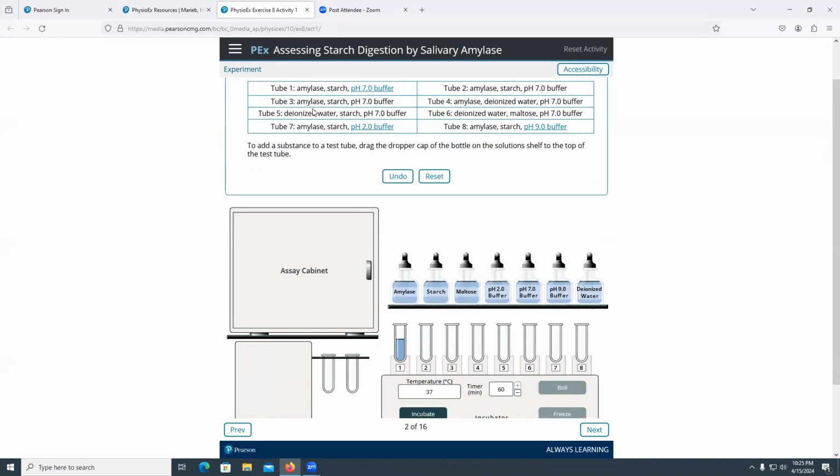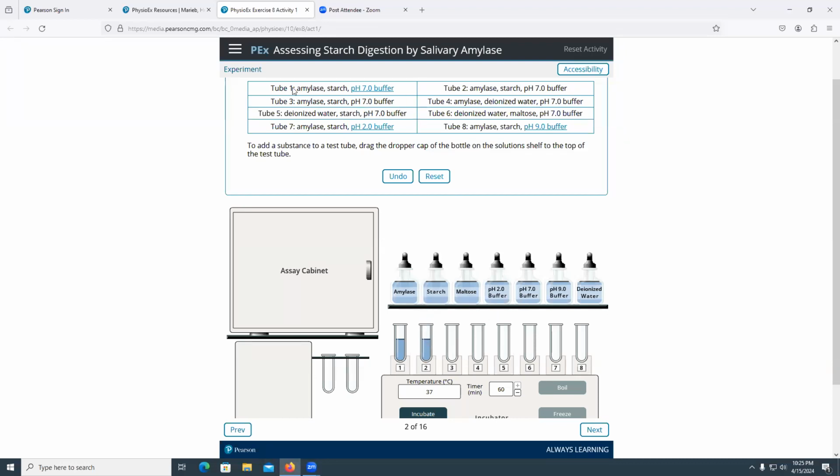So here I only have the enzyme, and I have the reactant. I do not have the product. So now when I remove this assay cabinet, they will interact, because amylase and starch will start interacting, and then products will be formed. So now let's look at tube 2: amylase, starch, and pH 7. So that is identical to tube 1.